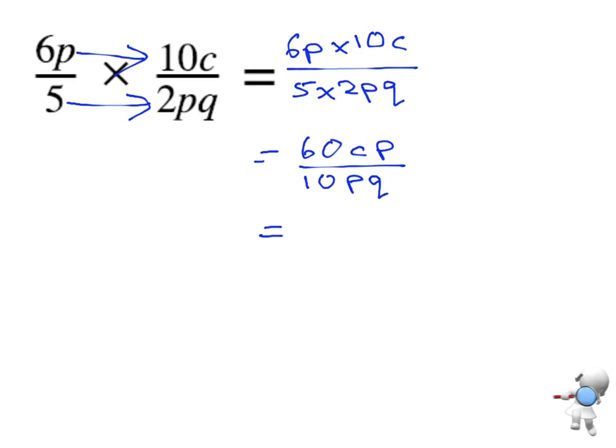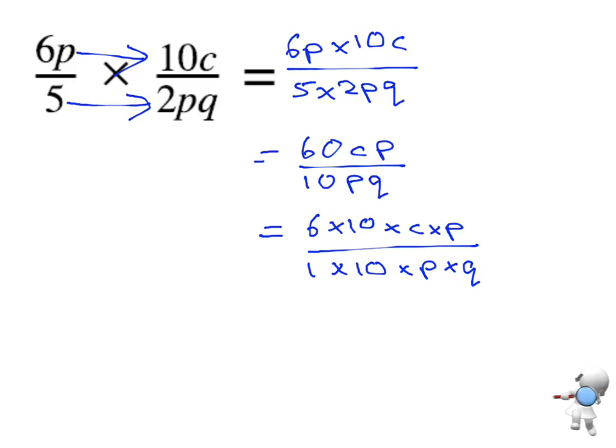Okay, so now if I want to simplify that, I need to first of all look at the numbers, 60 and 10. What do they have in common? They've both got a common factor of 10. So I can say, right, 60 is 6 times 10, and I've got times c times p. And on the bottom, I've got 1 times 10 times p times q.